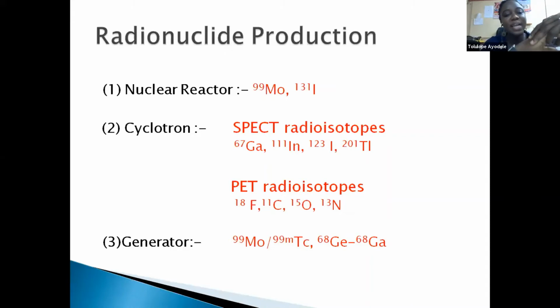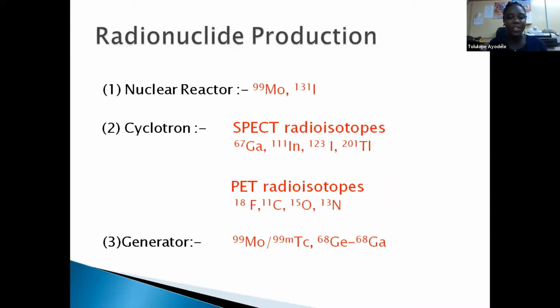We also have the cyclotron, whereby SPECT radioisotopes are produced. This includes gallium and indium, as you can see from the slides. For the PET radioisotopes, let me make it clear that the SPECT radioisotopes emit gamma rays, okay? So we could actually image with a SPECT, single photon emission computed tomography system. We'll talk about that in the course of the presentation.